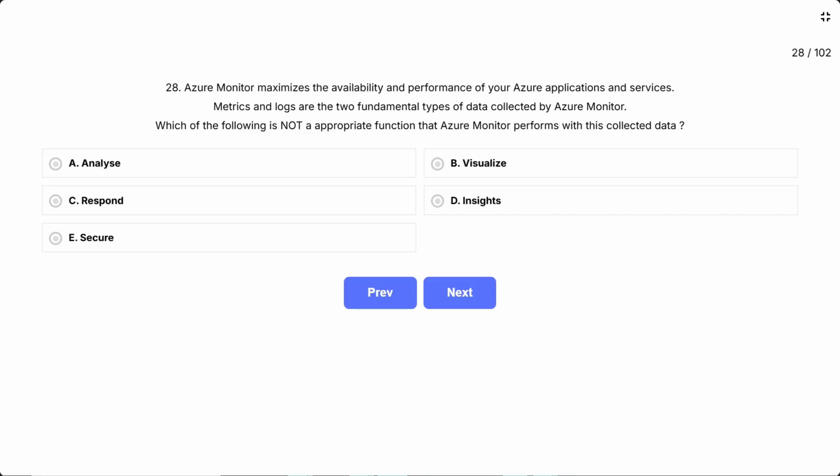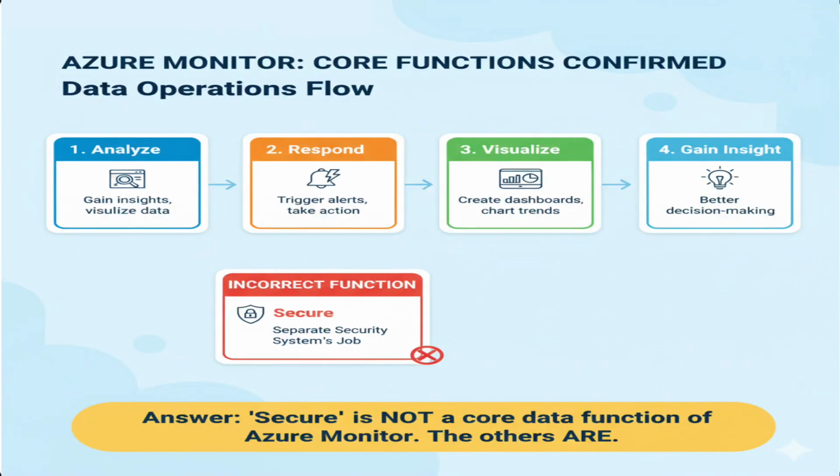The correct answer is secure. Secure is correct because it's not a core function that Azure Monitor performs with collected data. Azure Monitor's primary functions with collected monitoring data are to analyze, visualize, respond, and provide insights. These 4 functions work together.